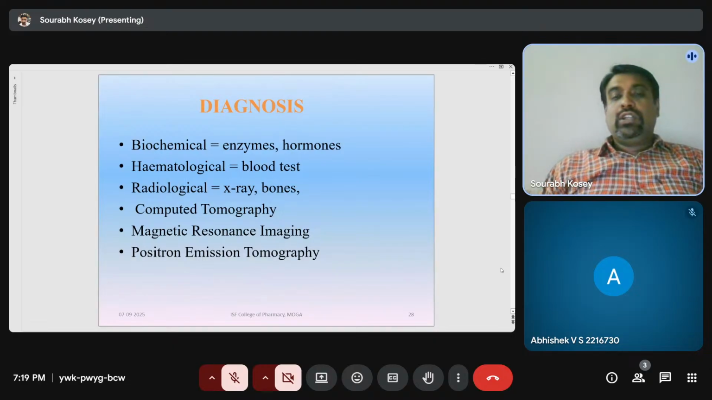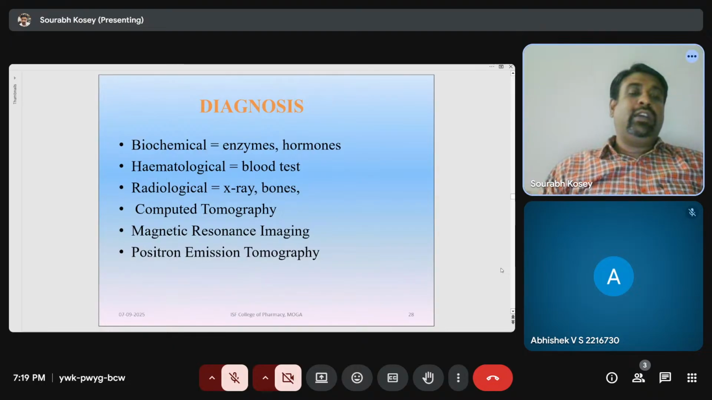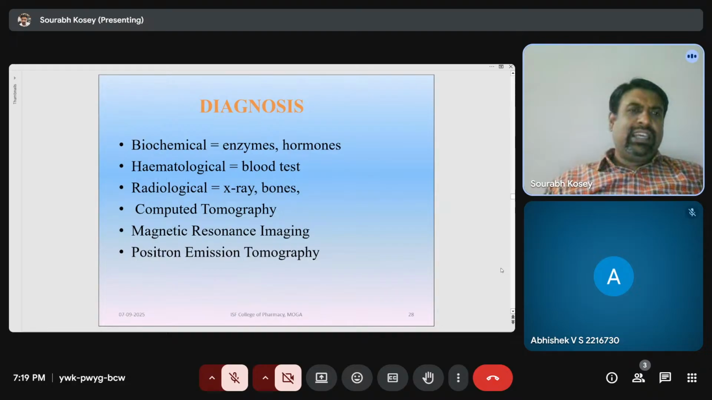Then radiological: X-rays, where bones come up. Then computed tomography, that is CT scan, then PET scan, positron emission tomography, and MRI, magnetic resonance imaging. This is used for various neurological disorders like Huntington's, Parkinson's, and Alzheimer's.